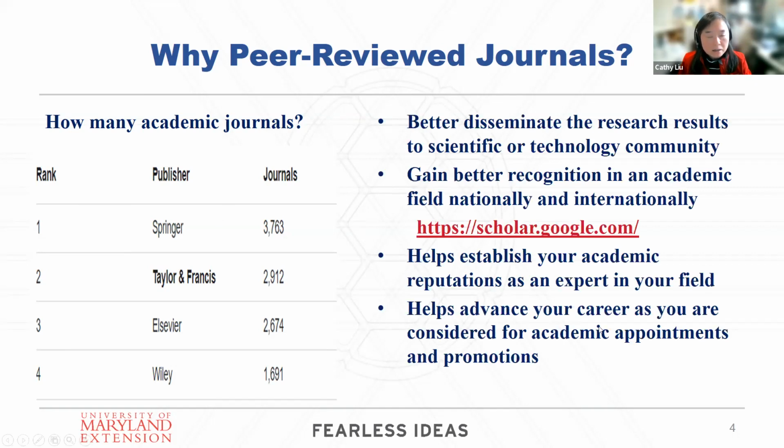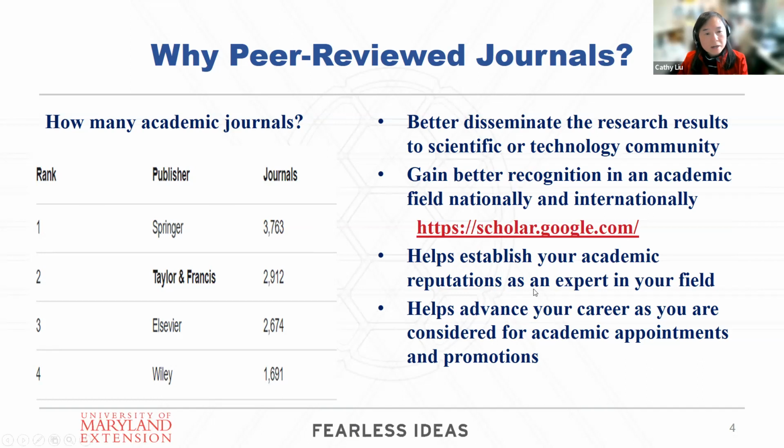Here I list several reasons why we should consider publishing a journal article. The first one is that if you publish your work in an academic journal, it better disseminates your research results to the scientific or technology community. It's a little different from what Andrew, Amanda and Jennifer talked about. If that is an extension publication, the audience is different. For a journal article, the audience is more focused on the science and technology community.